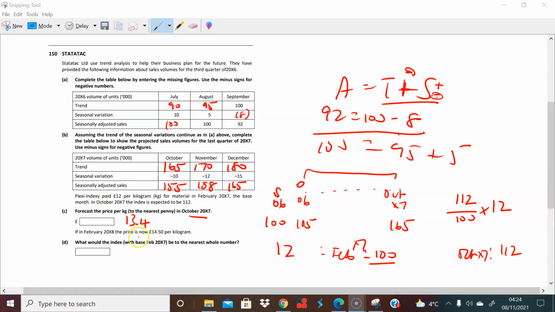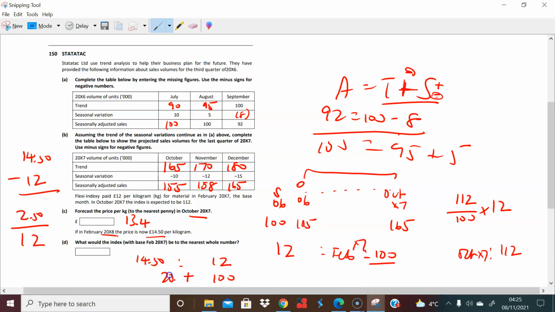And finally, you're asked if in February 2008 the price is now £14.50 per kilogram, and when it was 12, your base was 100. So basically, your change in price is in effect £14.50 minus 12, which is £2.50. So you have a change of £2.50 divided by 12, and then you have a 20.83 change. So that's really a 20.83.